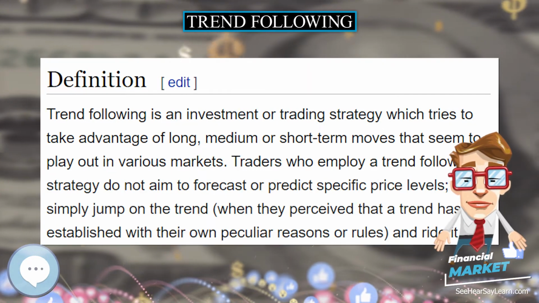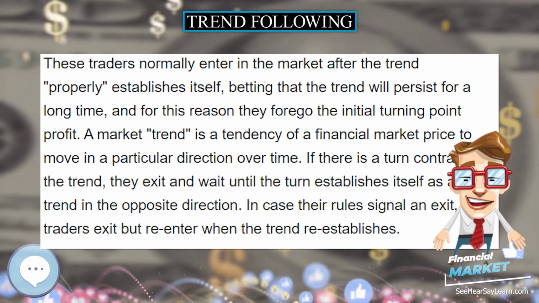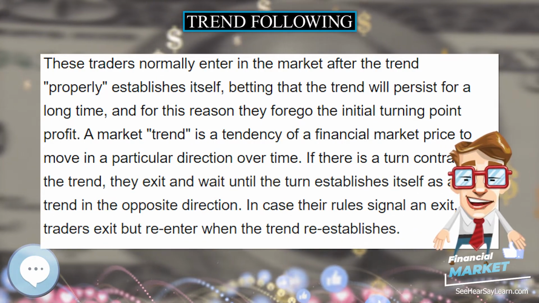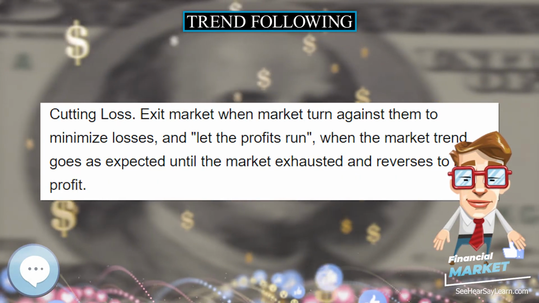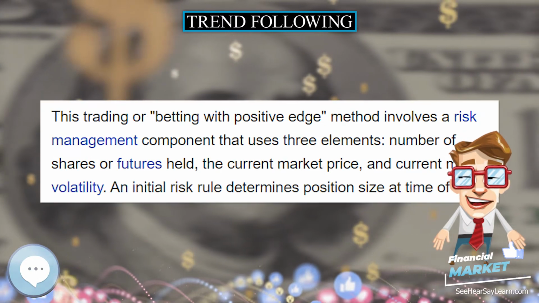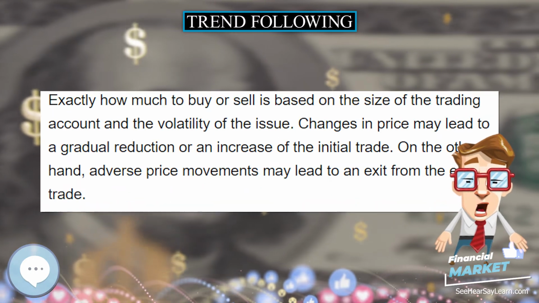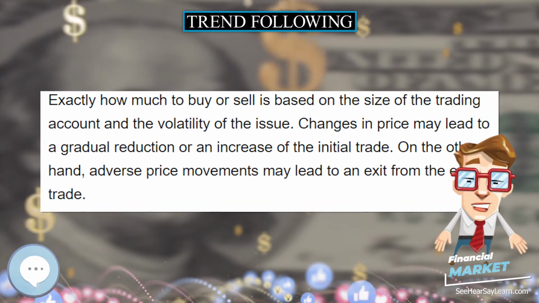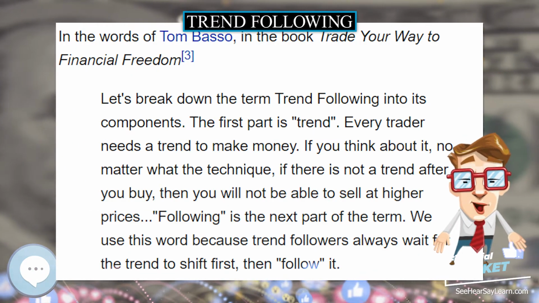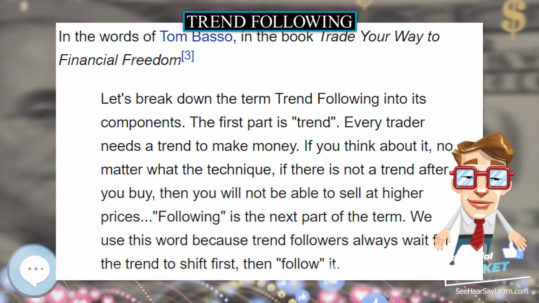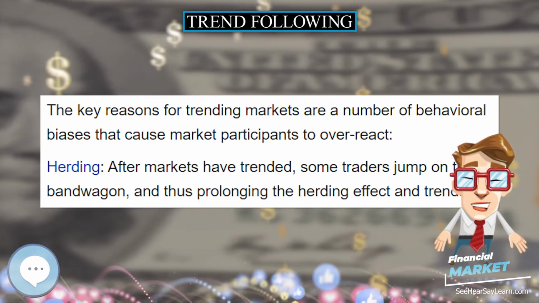This trading or betting with positive edge method involves a risk management component that uses three elements: number of shares or futures held, the current market price, and current market volatility. An initial risk rule determines position size at time of entry. Exactly how much to buy or sell is based on the size of the trading account and the volatility of the issue. Changes in price may lead to a gradual reduction or an increase of the initial trade. On the other hand, adverse price movements may lead to an exit from the entire trade.